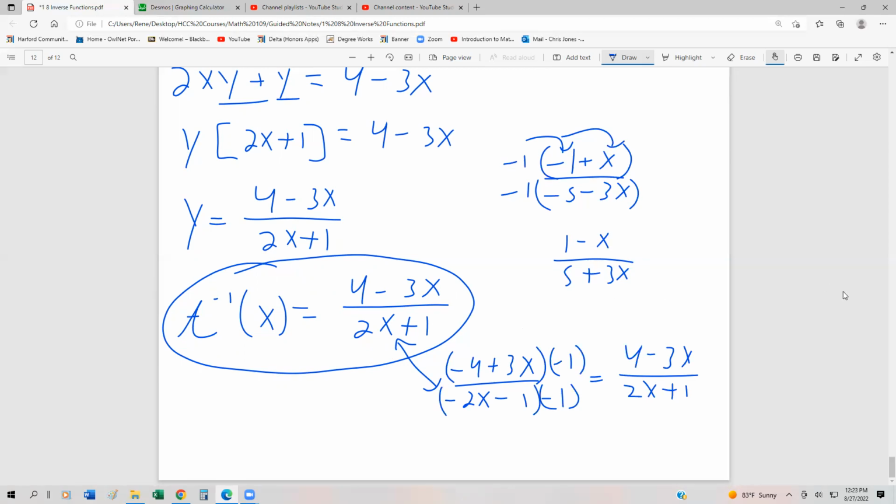We have one more section in chapter 1, and that's where we're going to be taking a look at the midpoint formula, the distance formula, and then equations of circles.